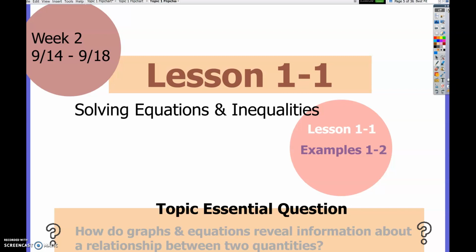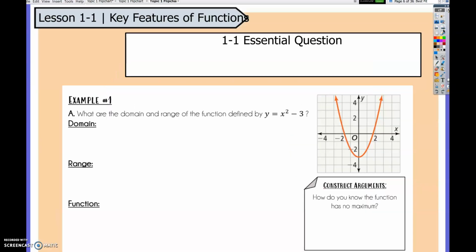In this video, you'll find solutions to examples 1 and 2 from topic 1. Let's begin. Example 1 asks us to find the domain and range of the function x squared minus 3. This function is also graphed for us in our handout.